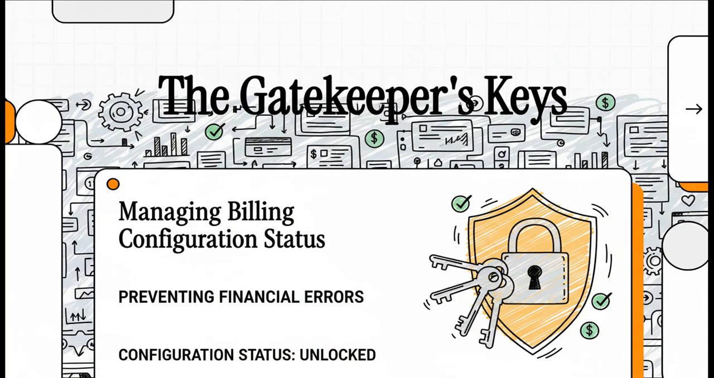In the massive, super complex world of enterprise billing, it's often the simplest little controls that prevent absolute chaos. Today, we're going to dive into one of the most important ones, the configuration status. It might sound kind of technical, but trust me, it's the simple gatekeeper that protects the company from some truly disastrous financial errors. So let's explore how this whole lock and key system really works.